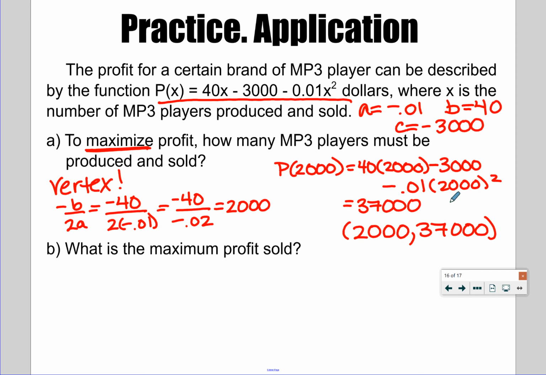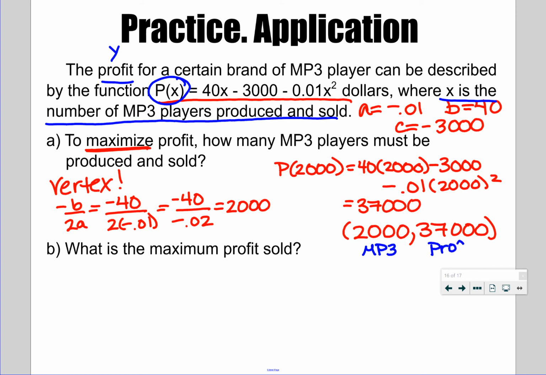It tells us here that x is the number of MP3 players produced and sold, and the function calculates the profit. So that's like your y. So 2,000 is the number of MP3 players, and 37,000 is the profit that will be received for that number of MP3 players. So to answer part A, how many MP3 players must be produced and sold? The answer to that is 2,000. Part B, what is the maximum profit? That's the second half of our vertex, 37,000.